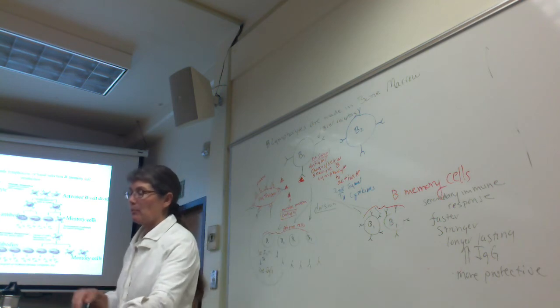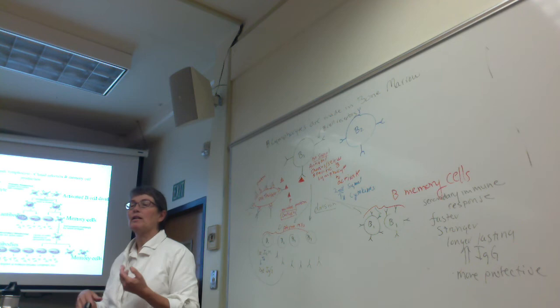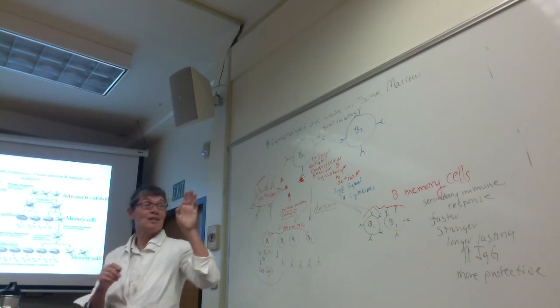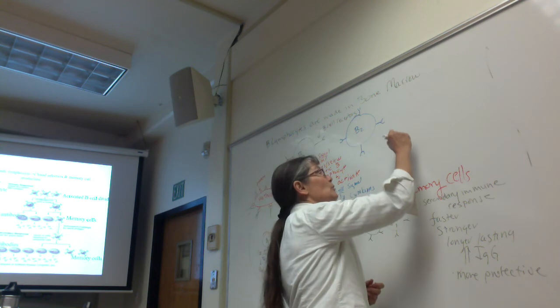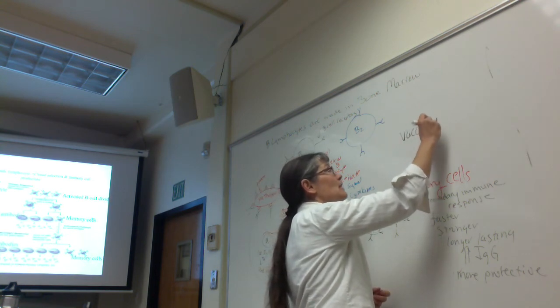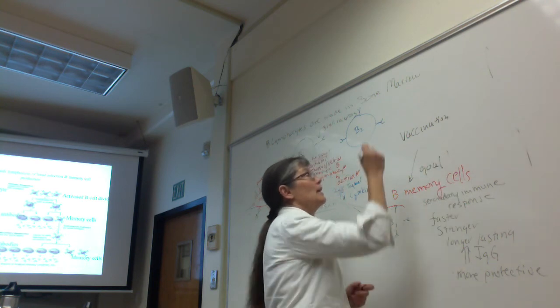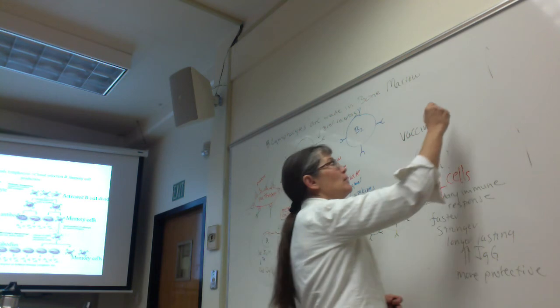Again, they're pre-primed, so if we ever encounter the same pathogen or toxin again, we get a faster, stronger, longer lasting, more effective, primarily IgG response. And you guys, that's the basis of vaccination. What do we want in vaccination? What do we want to make? Yeah, that's a goal, right? And also, you guys, it's the basis of lifelong immunity.